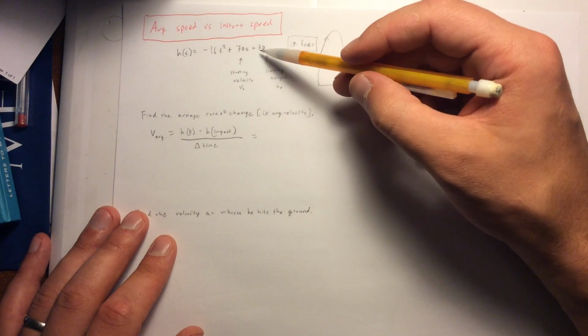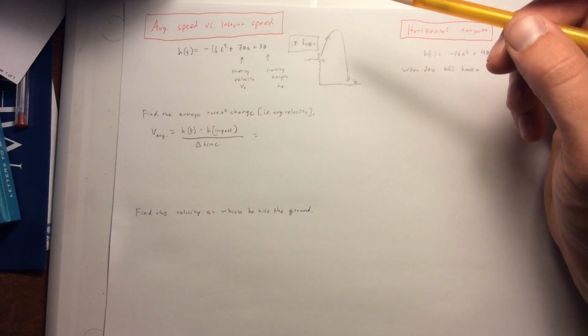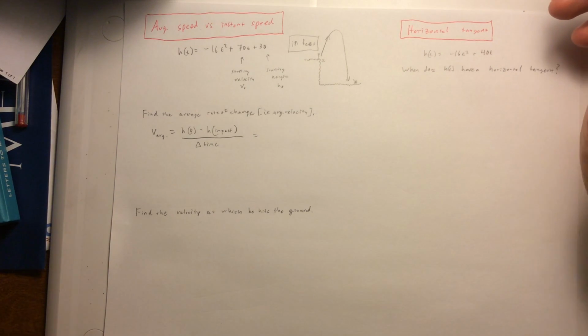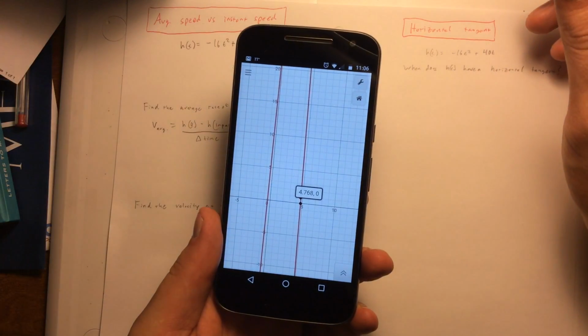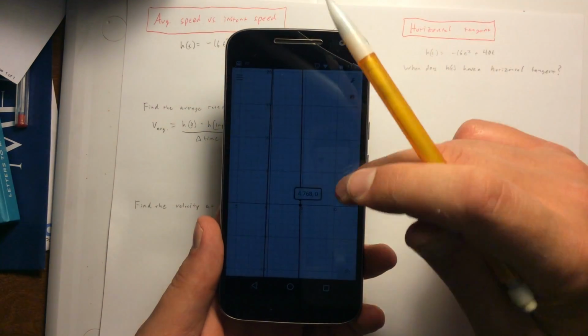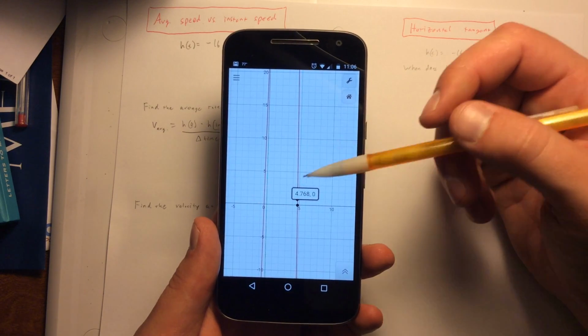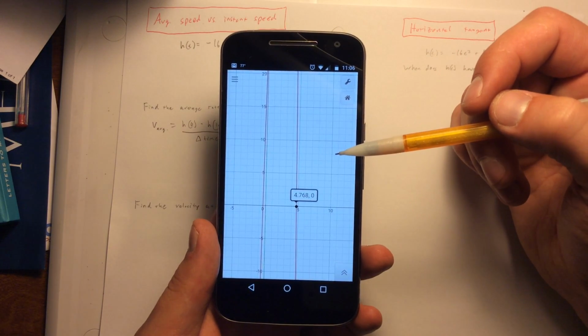And you may say, Mr. Kuhne, how can I find this? Well, how can I find when I hit the ground? Well, that's the great thing about graphing calculators, or Desmos. That's right, I graphed it. I just found the point right there. Yes, you can use your graphing calculator and graph it and find the point where it crosses the graph.